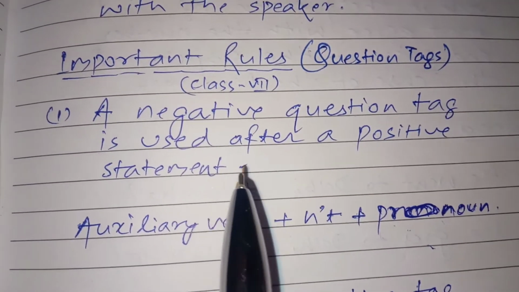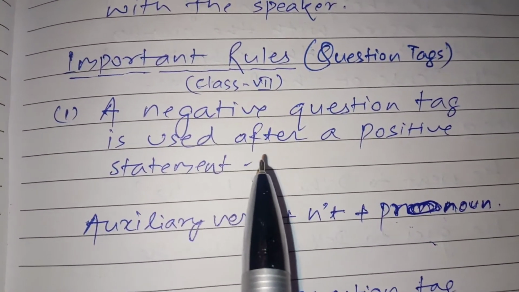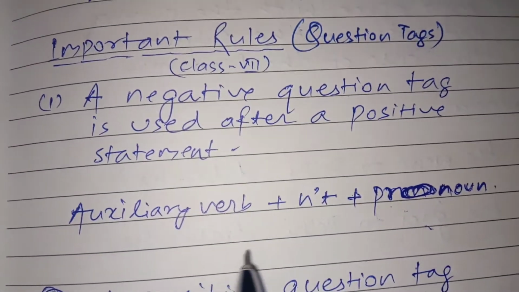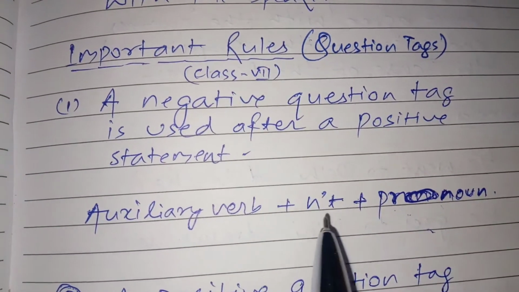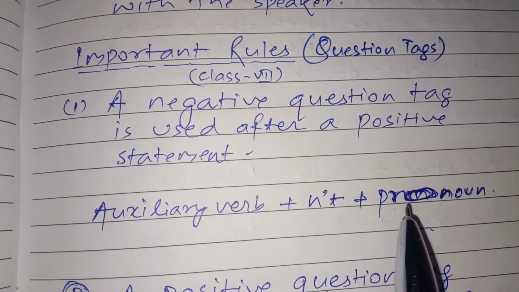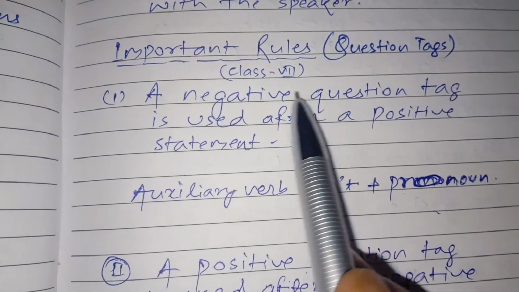It means that if the statement is positive, then you have to write a negative question tag there. Okay, and you have to follow the following structure: auxiliary verb, n't, and appropriate pronoun will be used. Okay, if the statement is positive, then question tag will be negative.